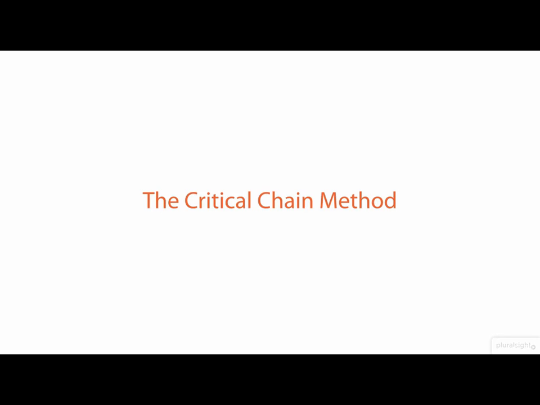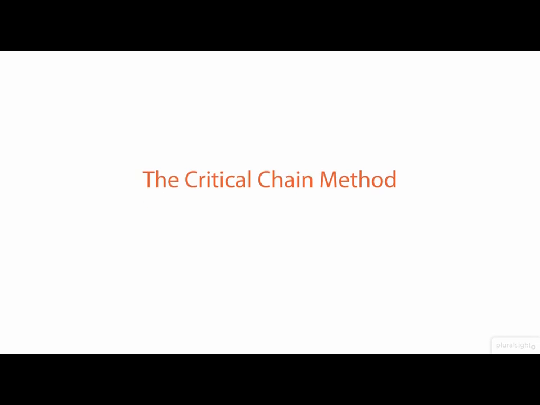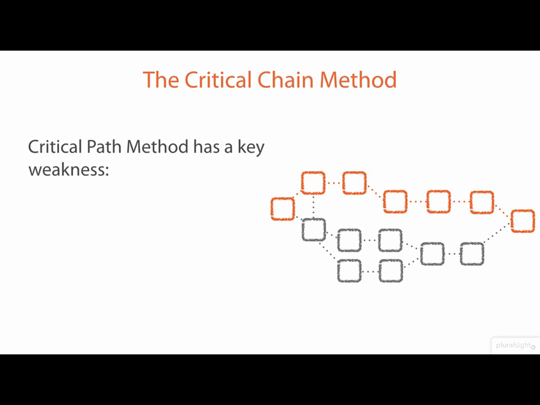Next, let's spend a few minutes talking about the critical chain method of project scheduling. Now, the critical chain came about in part because the critical path method has a key weakness. It assumes unlimited availability of assigned resources to tasks throughout the course of the project. However, that's rarely the case.